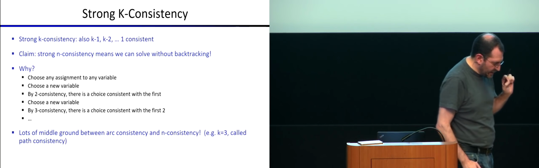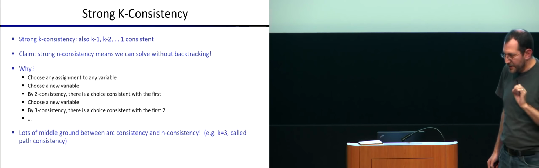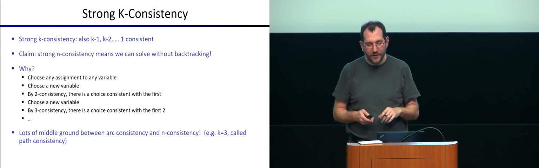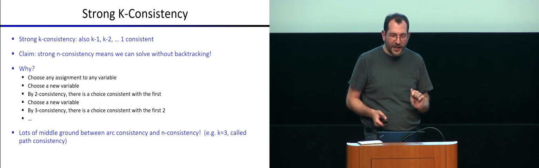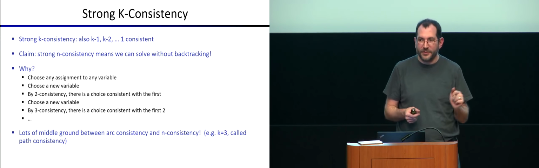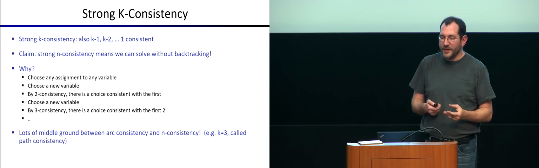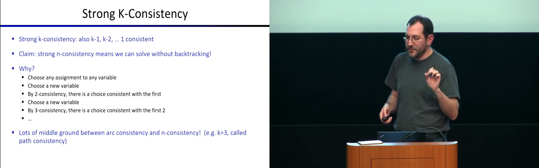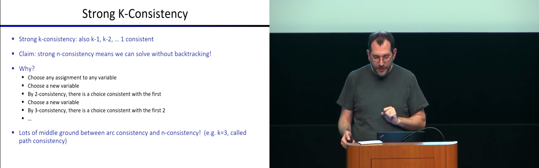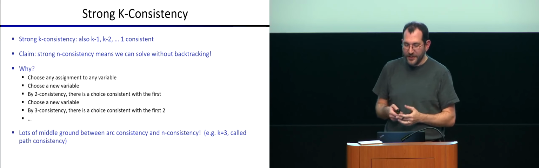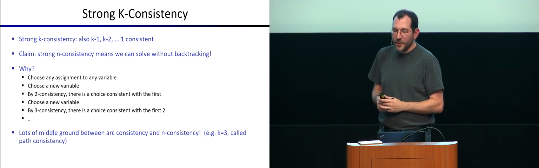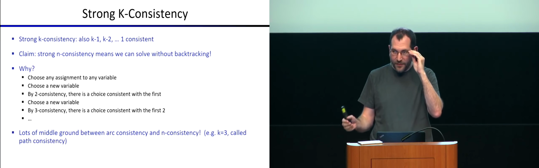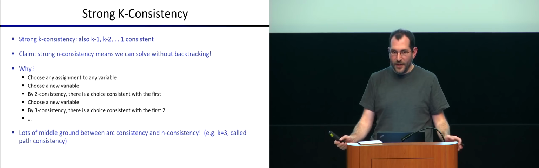When I talk about consistency, it's sort of mathematically a little weird because it assumes that you can get to K minus one, but who says you actually can? There is a stronger notion called strong K consistency, which includes all the lower orders as a package deal. So if I say it's strong five consistent, that also means it's one consistent, two consistent, three consistent, and four consistent. So here's a claim, and then we'll talk about how this is useful or not. The claim is that if you have strong N consistency, where you have N nodes in your graph, you can solve without backtracking.